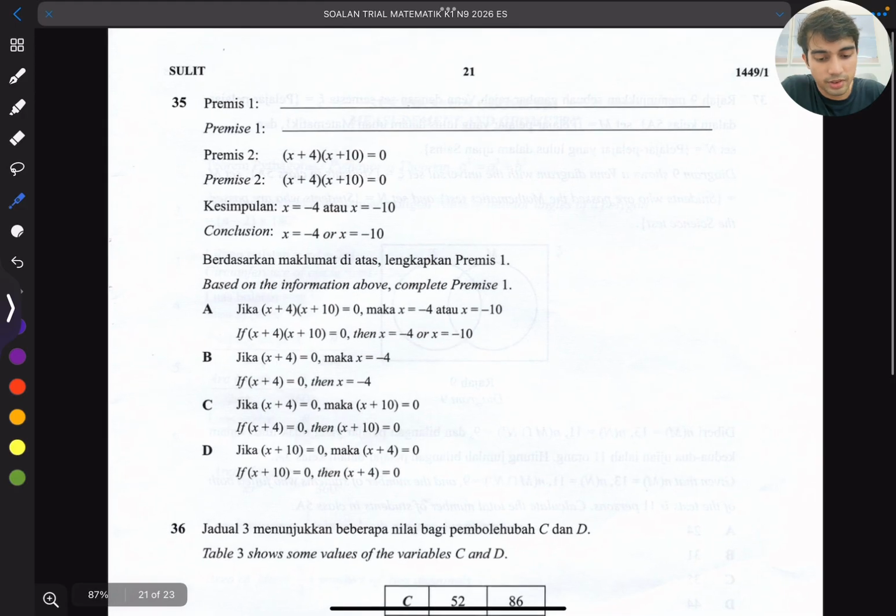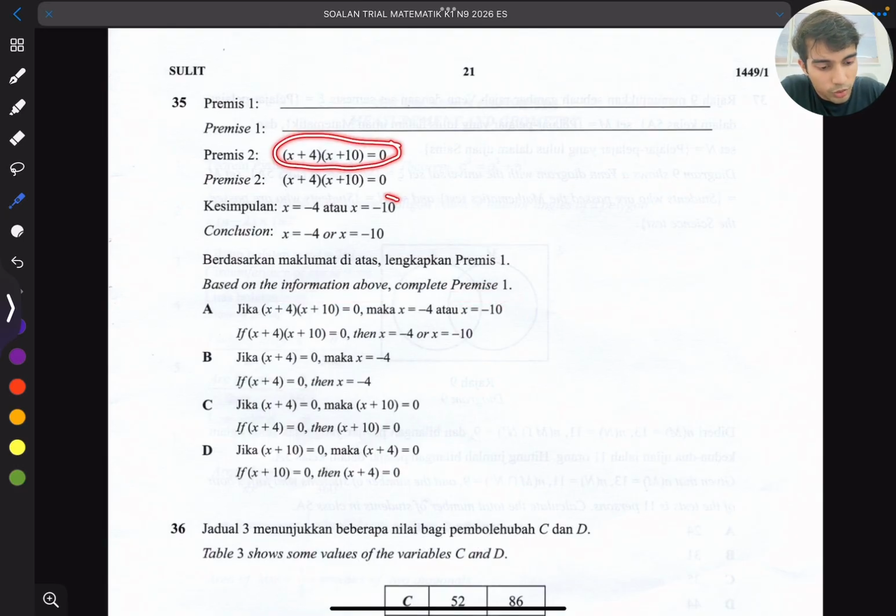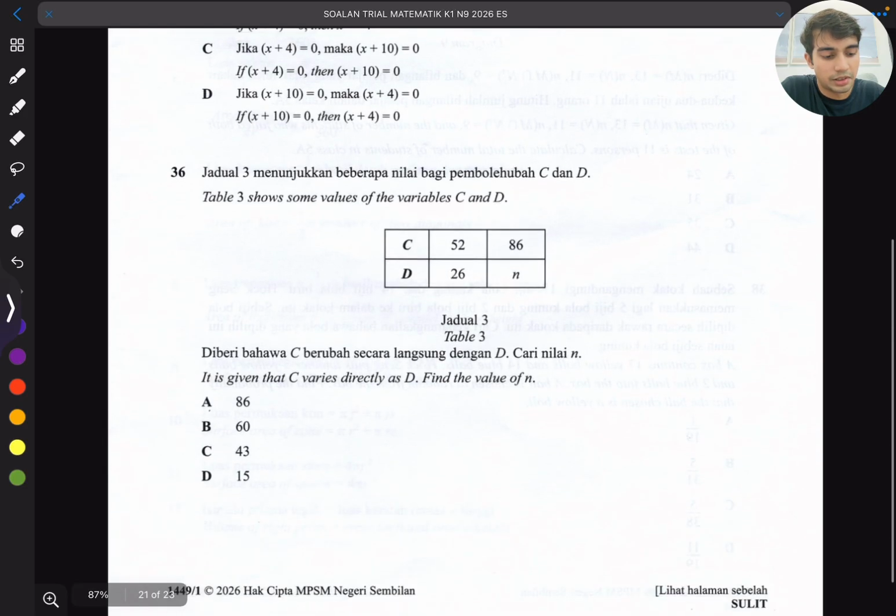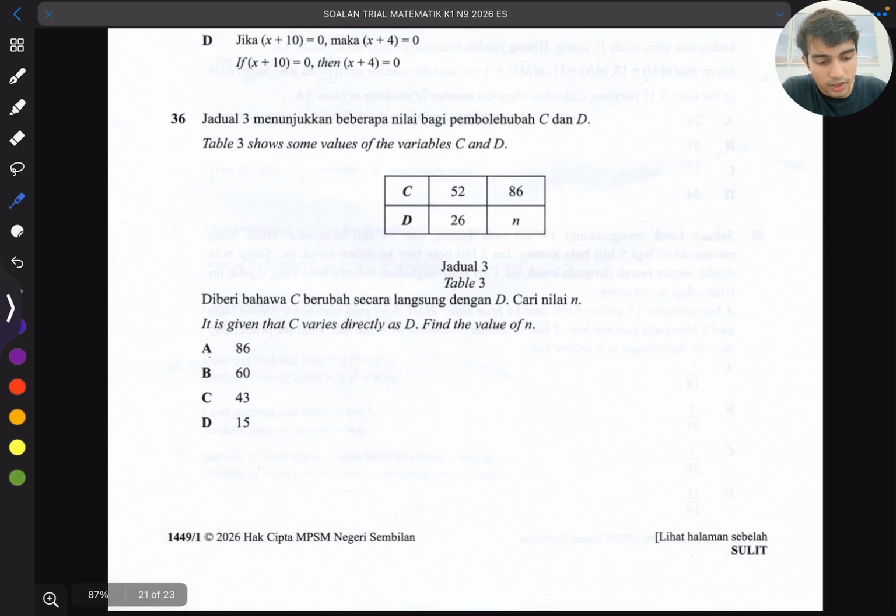Alright, 35. Based on the information above, complete premise 1. Premise 2 is this. The conclusion is this. So if this, then this. If this, then this. A. The others all will not make sense. Quite easy. The next one.